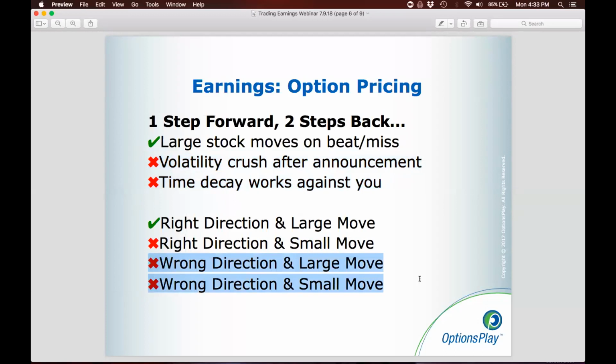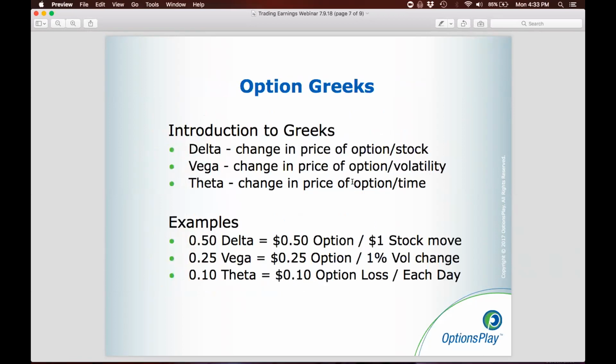So now that we've quantified and understand the different things working in our favor, which is if the stock goes in our favor, and the things working against us, how do you actually go about quantifying these things? How do you know how much the stock needs to move in order for you to profit? How do you know how much volatility crush is going to affect the price of your option? How do you know how much time decay is working against you? These are the types of things that we want you to better understand. And in order to do that, we're going to explain option Greeks.